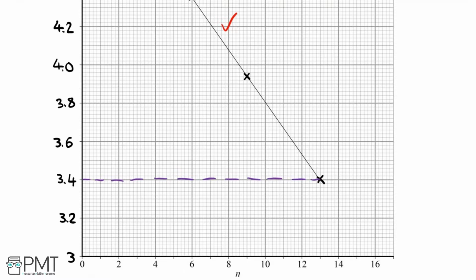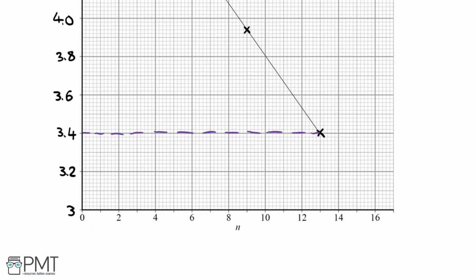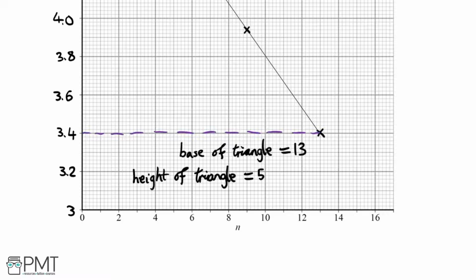We don't know that it's exactly 3.401 as stated in the table because remember we're relying on the line of best fit, not the point itself. The base width of this triangle is going to be 13 and the height of the triangle is going to be equal to the difference between 5.16 and 3.4. So what we need to do is extrapolate that line down until the triangle has a width of 20 and see what the value of ln x will then be so that we can calculate the value of x itself.